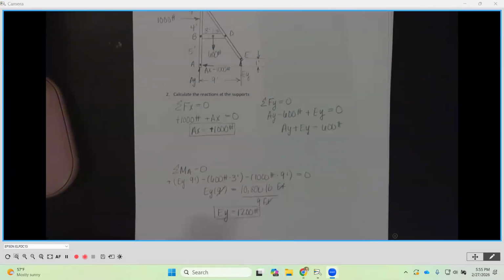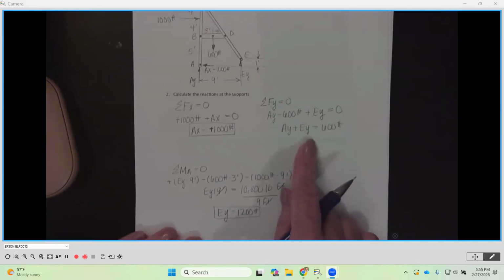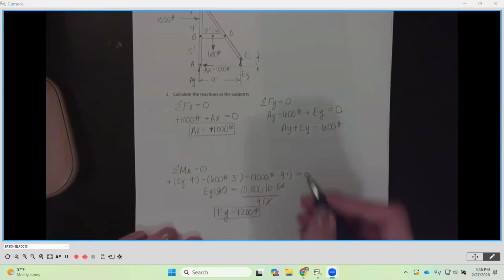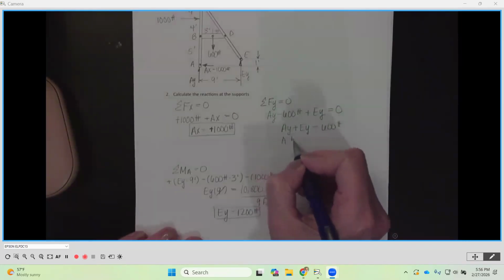So you should end up with EY equal to 1,200 pounds. Okay. EY is equal to 1,200 pounds. So with that, since now we know what EY is, we can go back up to our sum of the forces in the Y direction and use that 1,200 here to solve for AY. Okay. So I'm going to do that. I'm going to plug that in.